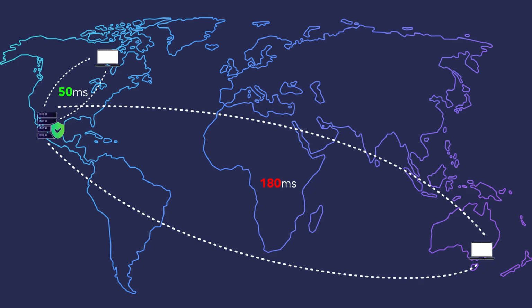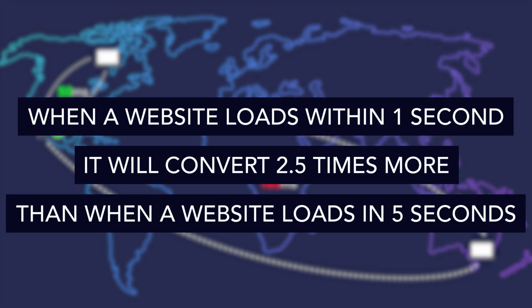So the longer the distance between your visitor and your server where your website is located, the slower the website will be for that person. And it is known that when a website loads within 1 second, it will convert 2.5 times more than when a website loads in 5 seconds. So website speed is really important, and that's where CDN comes in.